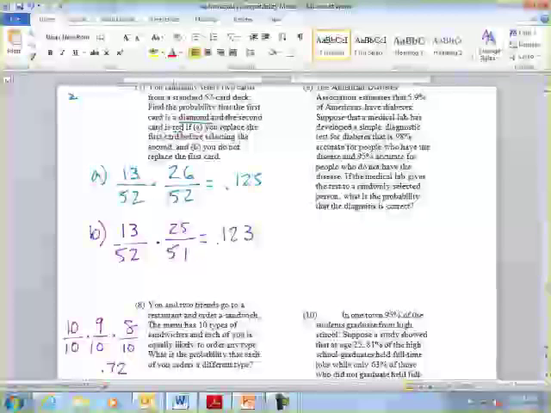Our last type of problem is called a tree diagram, because we're going to make a picture to organize the information that's going to look kind of like tree branches. So it says the American Diabetes Association estimates that 5.9% of Americans have diabetes. Suppose a medical lab develops a test that is 98% accurate for people who have it and 95% accurate for people who do not have it. What is the probability that the diagnosis is correct for any random person who takes it?